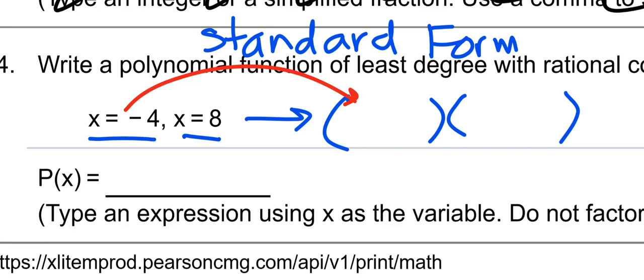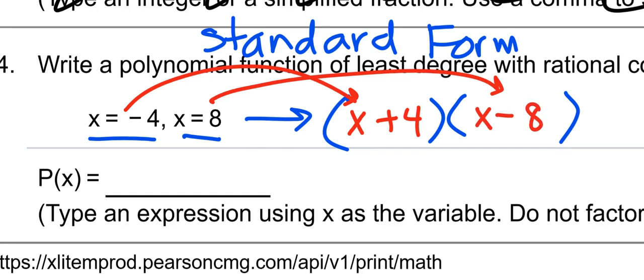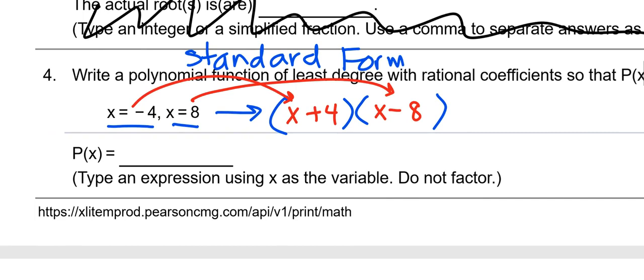Okay, if -4 is the 0, what's the factor? There's got to be an x in there somewhere. X minus 2. Whoa, I'm wrong. We're starting with -4. I need to come up with the factor. Some of you, I think, are on the right track, but I'm not sure I'm getting the right factor. X plus 4. That's the factor that we get from the 0. Okay, tell me the other one. X minus 8. Okay, so this is what we call factored form, and they're asking me specifically for standard form.